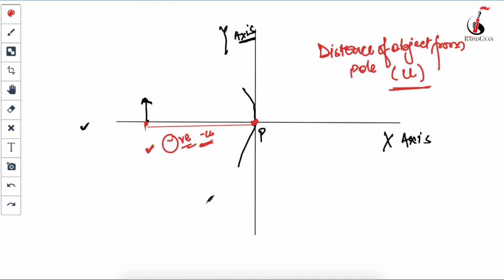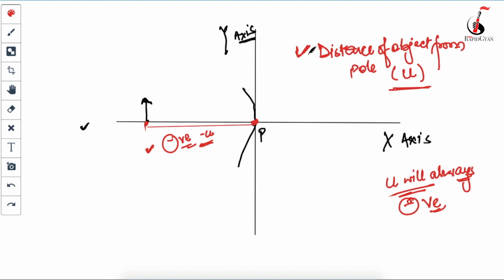In your course in class 10th, whatever you will have to study, just remember this. u will always be negative. In class 10th, whatever numerical you get, u will always be negative. Why? Because I have told you that you will always have to place your object on the left hand side of the mirror. So u will always be negative. Just remember. And what is u? u is your distance of the object from the pole.